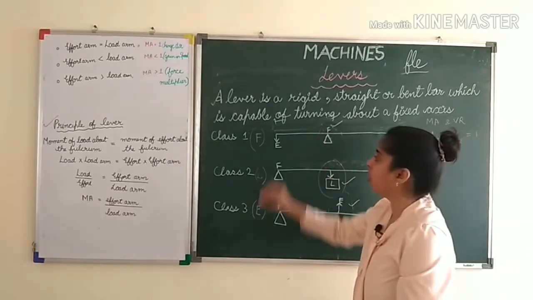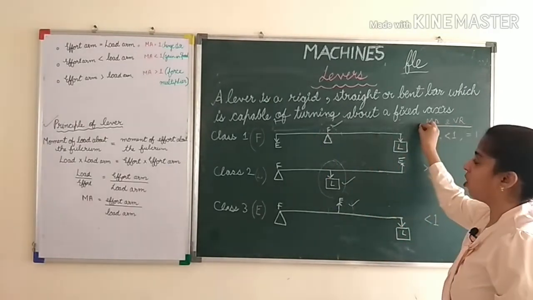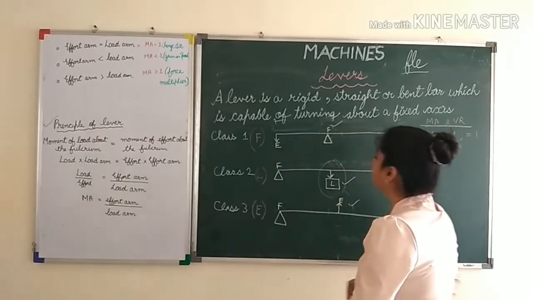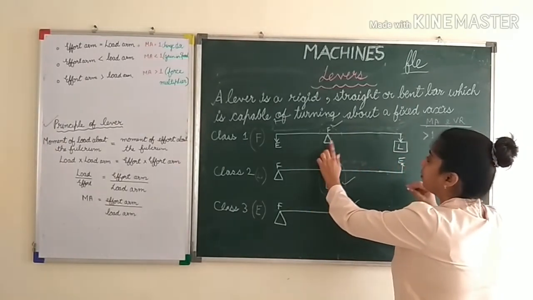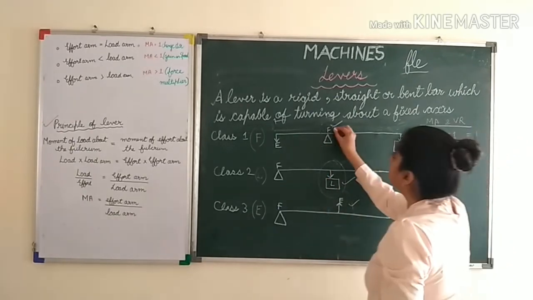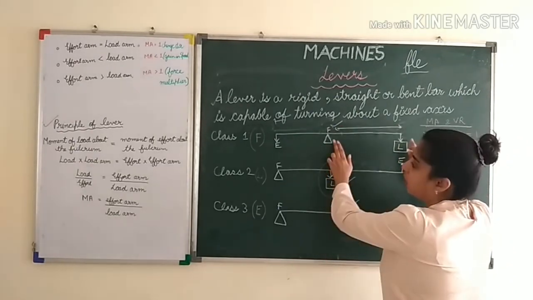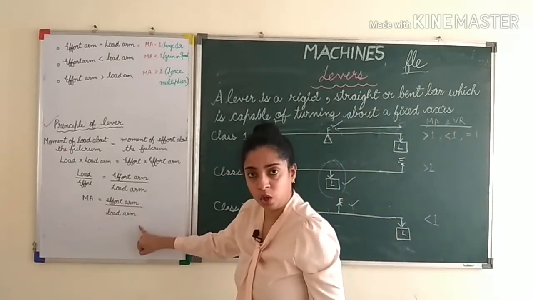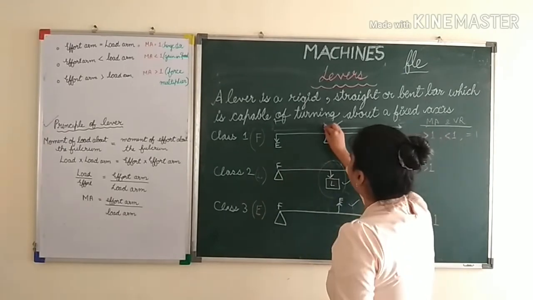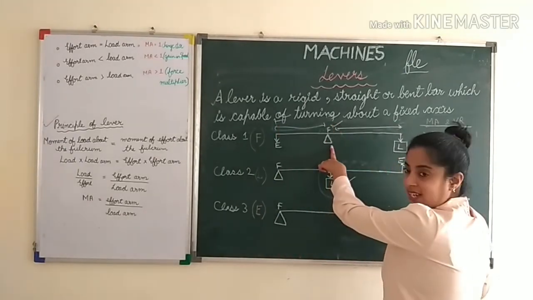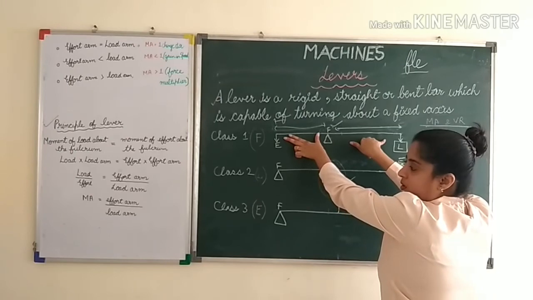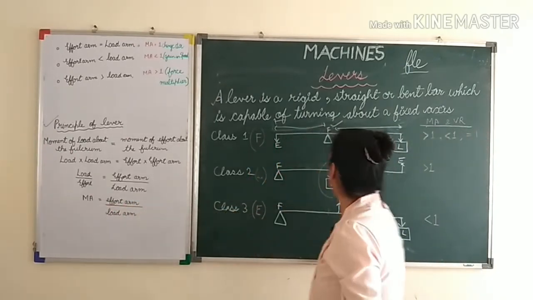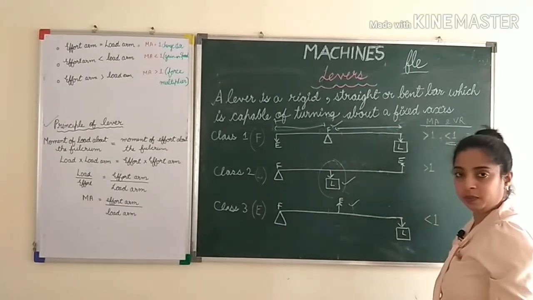Now, talking about mechanical advantage and velocity ratio of these three levers. Now, in class 1 levers, you can see that this fulcrum can be anywhere in between. So, this distance is load arm. See, what is the formula of mechanical advantage? Effort arm upon load arm. So, if the fulcrum is exactly in between, both of them are equal. Okay, so mechanical advantage is effort arm upon load arm. If both of them are equal, mechanical advantage can be 1.